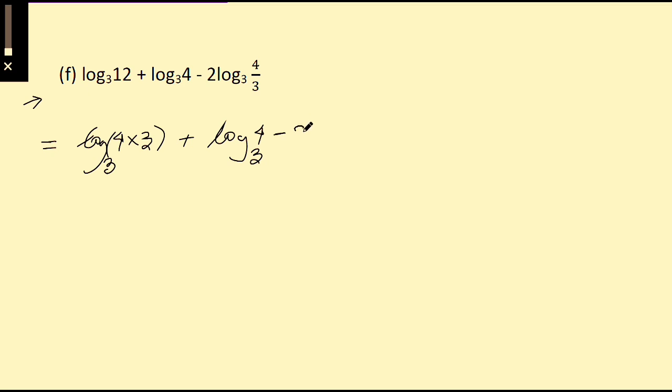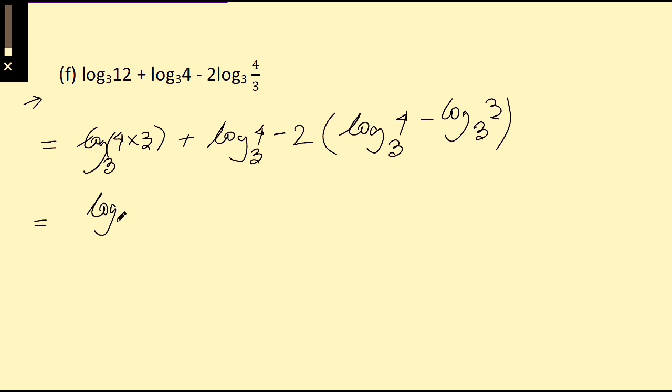We can write it as 2 times log 4 to the base of 3 minus log 3 to the base of 3, according to the quotient rule of logarithm. This 4 and 3 will be the difference of the logarithm. So according to the product rule, we can write log 4 times 3 as log 4 to the base of 3 plus log 3 to the base of 3.